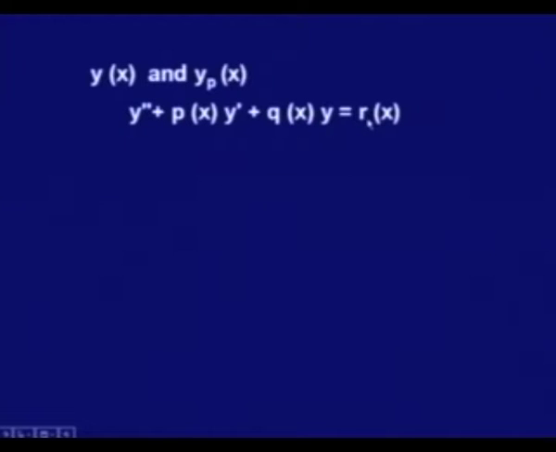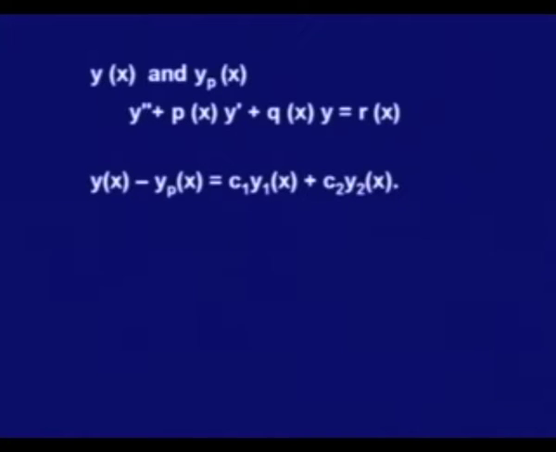Then by the previous result, we do know that y minus yp would be a solution of the corresponding homogeneous equation. Let us say y1 and y2 are the fundamental set of solutions of the homogeneous equation. That means this would be equal to C1 y1 plus C2 y2. Now, from here I could write y as C1 y1 plus C2 y2 plus yp(x).